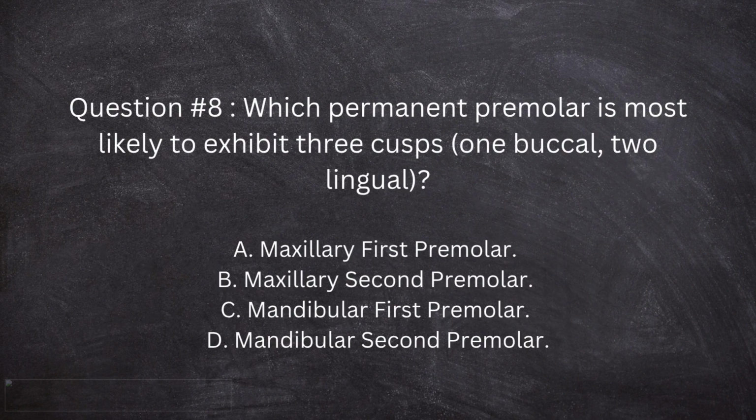Question 8. Which permanent premolar is most likely to exhibit 3 cusps, 1 buccal, 2 lingual? A. Maxillary first premolar, B. Maxillary second premolar, C. Mandibular first premolar, D. Mandibular second premolar.